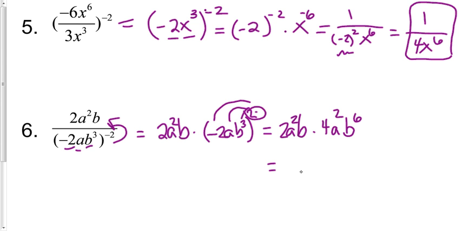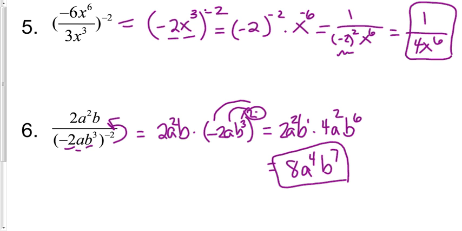2 times 4 is 8. A squared times a squared, that's a to the 4th. We're adding the powers here because I've got two like bases. And b to the 1st and b to the 6th, when you multiply, you get b to the 7th, adding up the powers. So we've got 8, a to the 4th, b to the 7th.